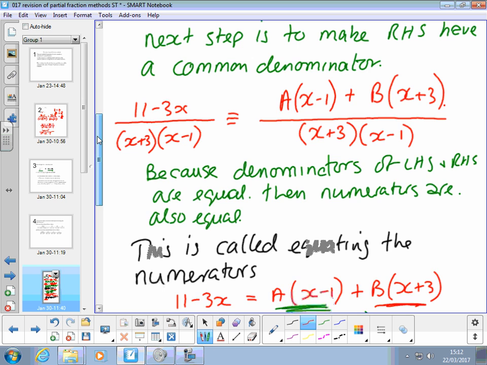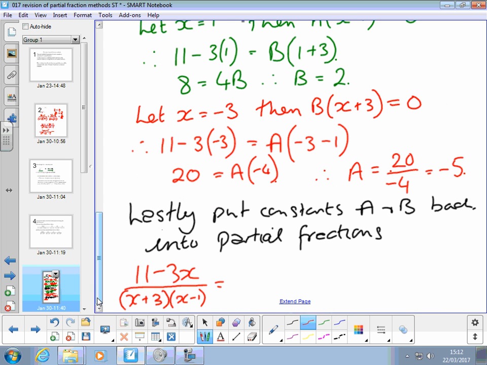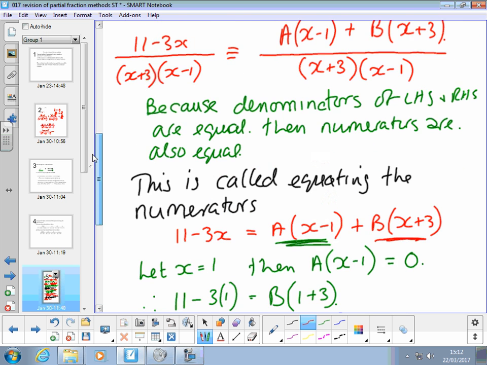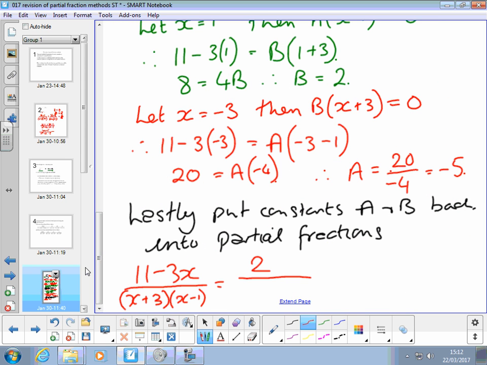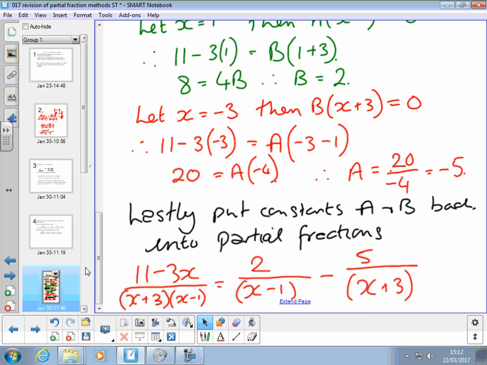b is positive, so we'll put that one first. B was 2 over x minus 1, minus 5 over x plus 3. So we resolved that into those two partial fractions.